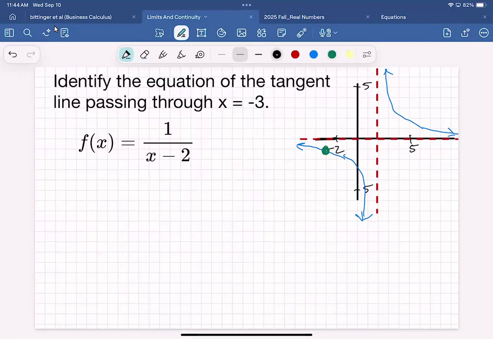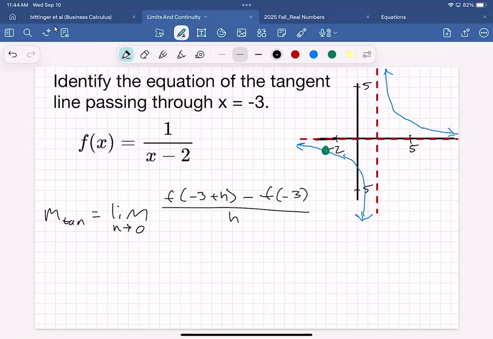What we do need to do is recognize that I'm trying to find the slope of a line that passes through that point. Tangent means it's the instantaneous rate of change. So to get the slope of the tangent line, I will need to use that formula that we just looked at. It says I want to find f of -3 plus h minus f of -3, all over h.